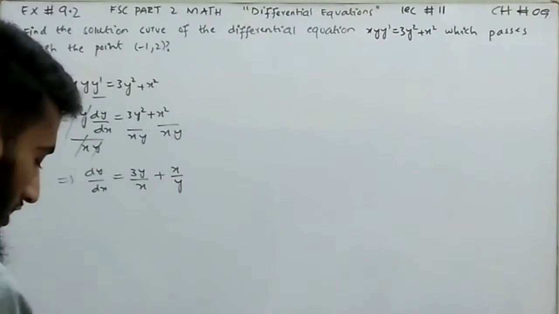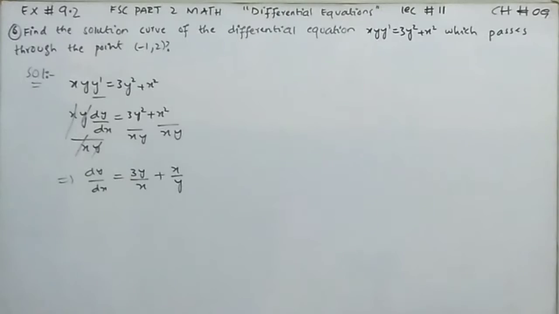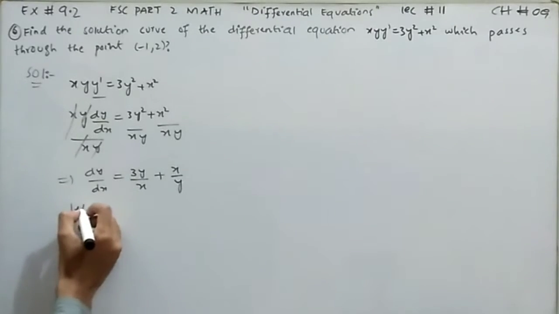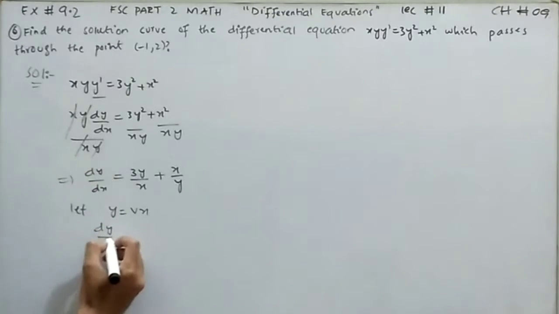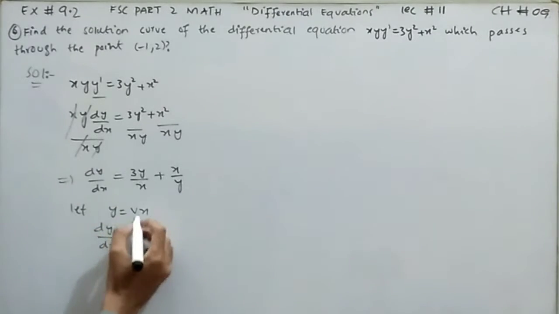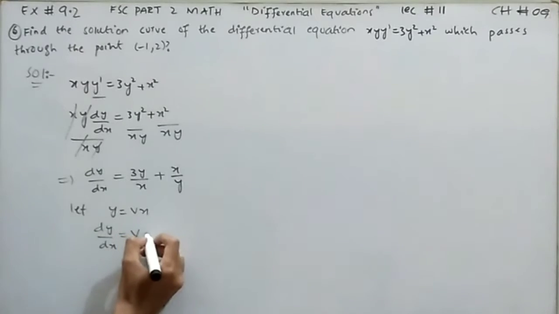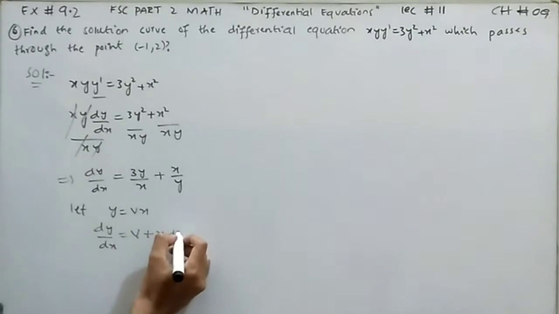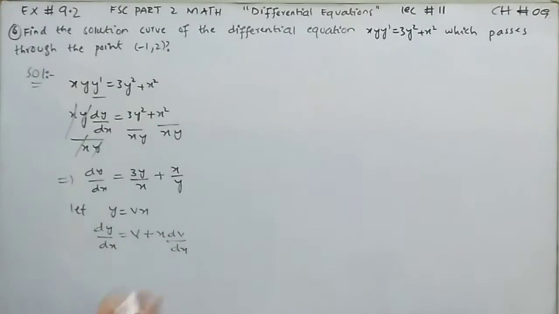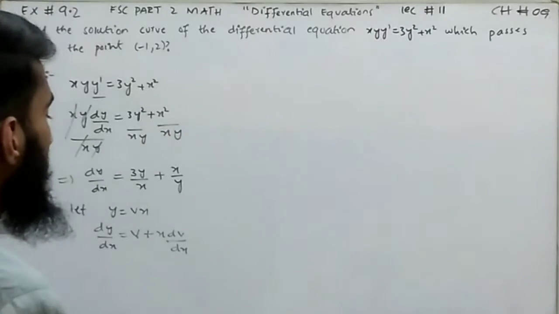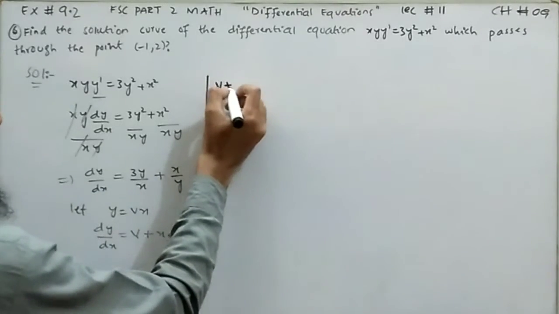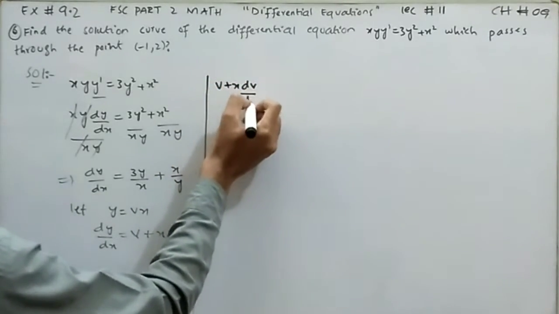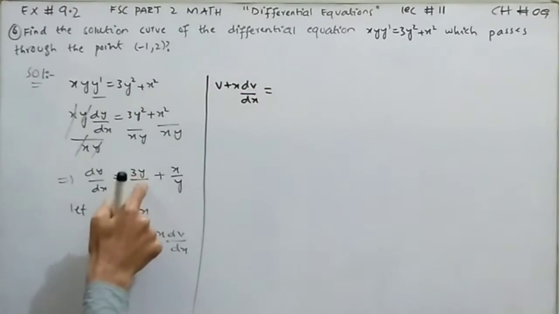Now over here this is actually the homogeneous form, so using substitution, let y = vx. So dy/dx will be equal to, taking the derivative according to the product rule, v + x dv/dx. Now by further simplification, this differential equation will become v + x dv/dx, which is equal to 3y/x.